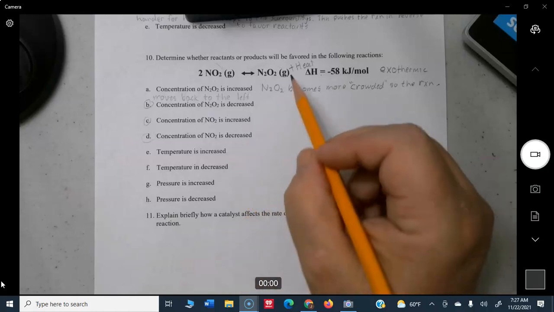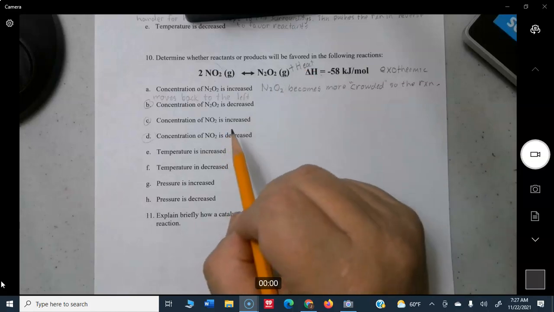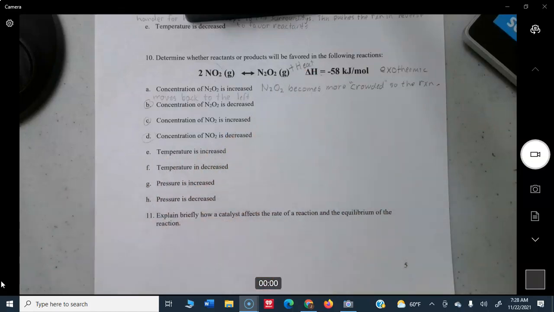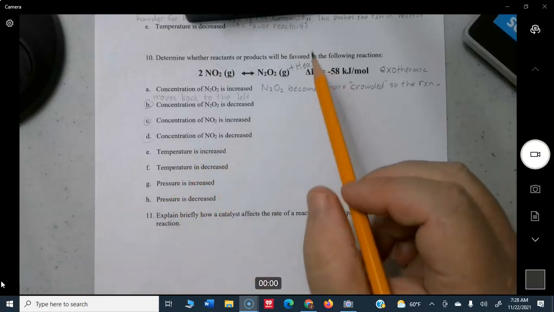And so that means it's going to be harder for the heat to escape the reaction. So that's going to push the reaction back to the left. Okay, so write that out. Temperature is decreased. Same thing.